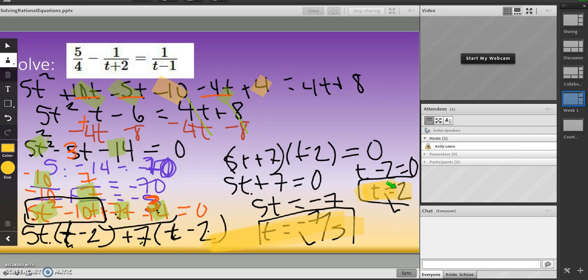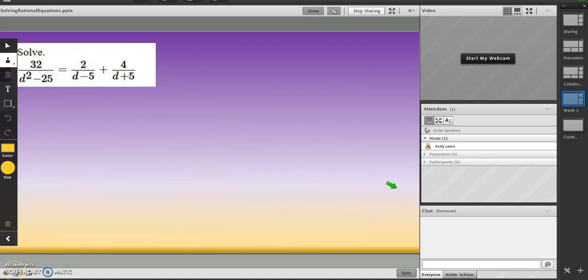All right, so we just finished that insane problem. Let's do one more. Okay, here we are. I know. So just stay calm. It's going to be fine. First thing we do, common denominator.